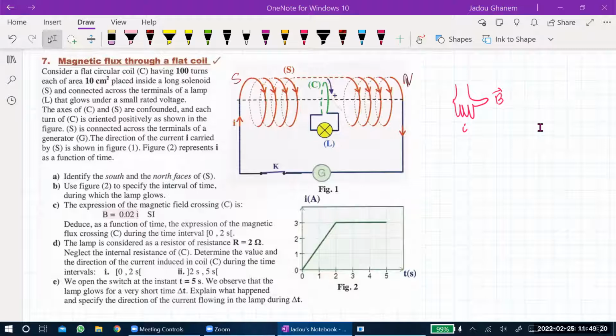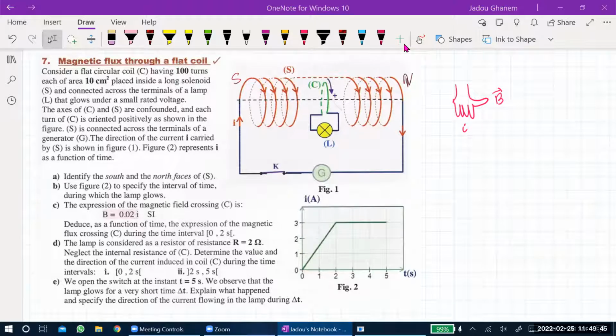Because the I is variable between 0 and 2 seconds. Okay, so if the I is variable, what will happen? The lamp will glow. Okay, can you give me the explanation step by step? You are totally correct, but try to give me the explanation step by step. First of all, the current starts increasing, then what? Then it's constant.